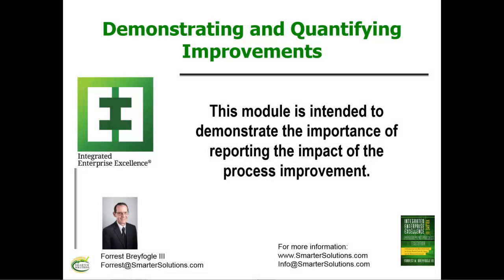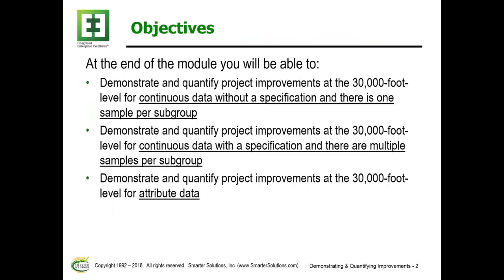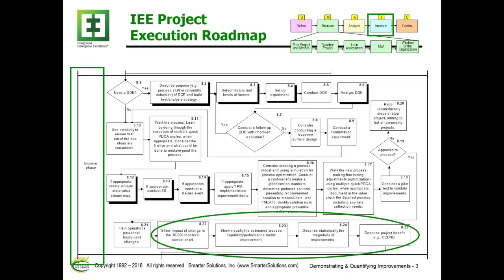In this session, I'll be talking about demonstrating and quantifying improvements through a Lean Six Sigma project. I'll be describing the techniques for various types of situations relative to measurements. We'll be demonstrating how you can quantify the improvements that were accomplished through the execution of improvement projects. This is where I'm at in the overall roadmap.